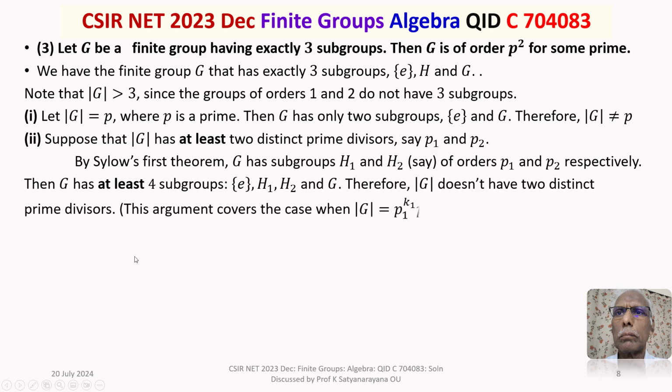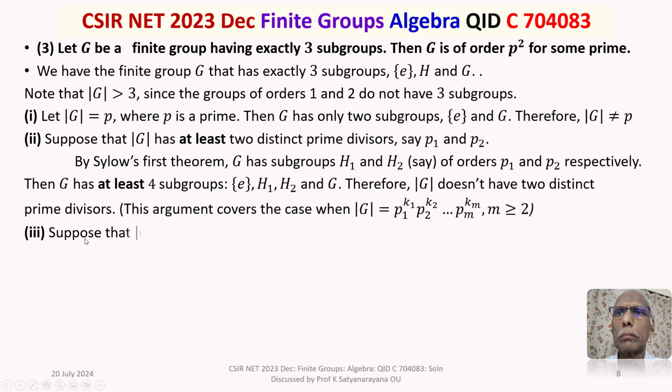And you can also extend this argument. This argument covers the case when the order of G is p1 to the power of k1 times p2 to the power of k2 and so on, times pm to the power of km, where m is greater than or equal to 2 and p1, p2, ..., pm are distinct primes. It also works in that case. So therefore, what is the option left to us? The option left to us is that the order of G could be a prime power.